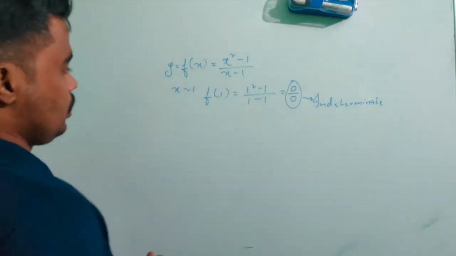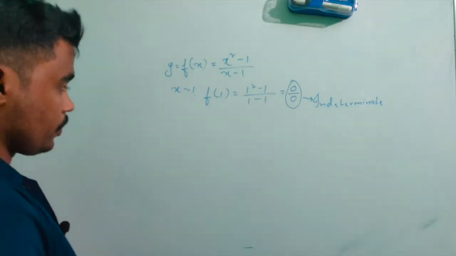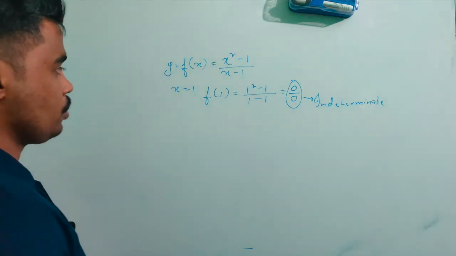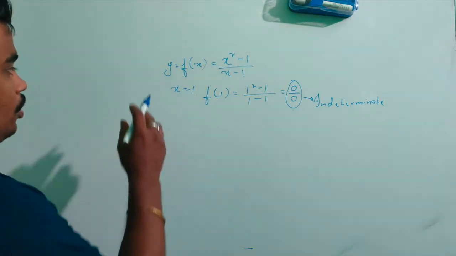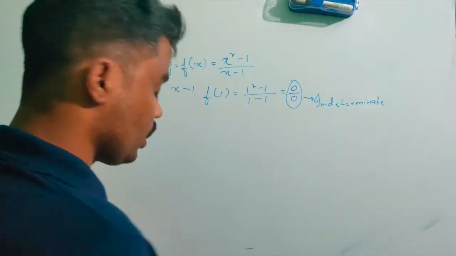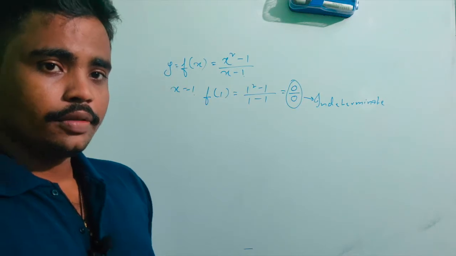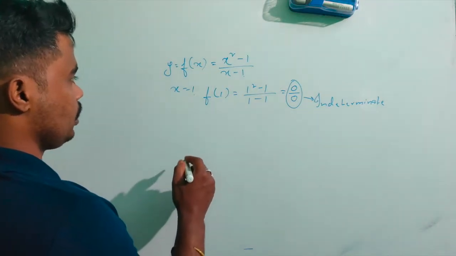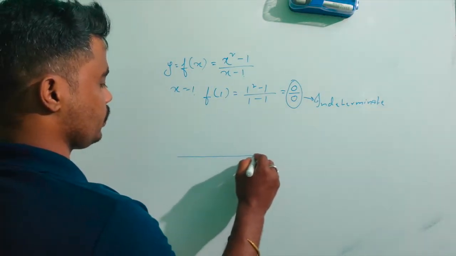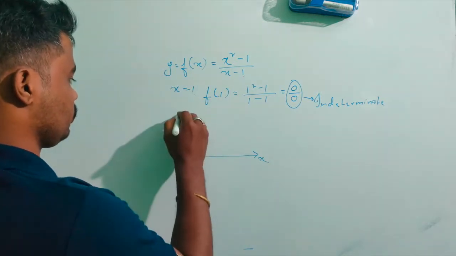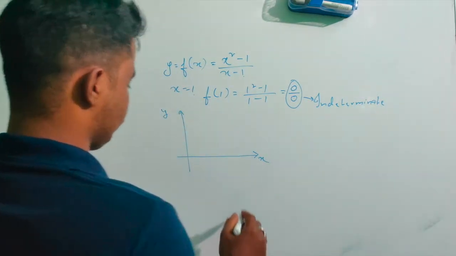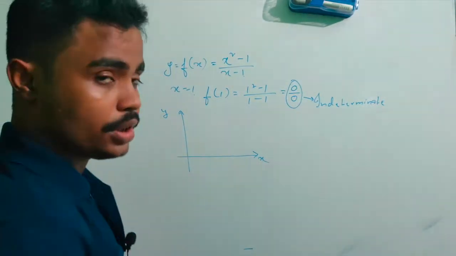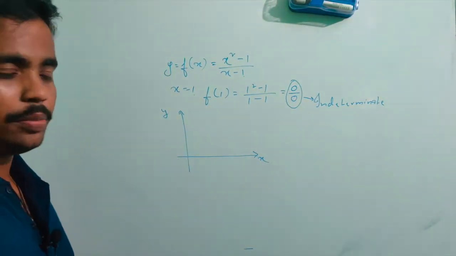But we want to check the behavior of this function, or I can say how my function behaves if I choose the value of x very close to 1. Now in how many ways can I choose a value which is very close to 1? So let me show you. We generally plot any graph in a Cartesian plane where along the x-axis we plot the independent variable, and along the y-axis we plot the value of the dependent variable.